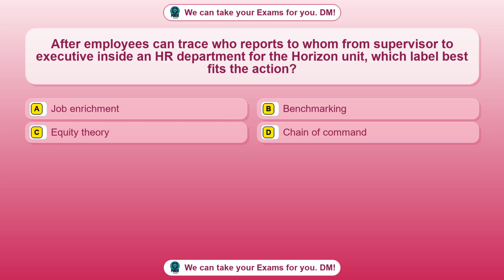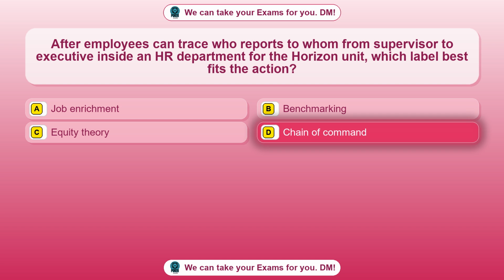Question 45. After employees can trace who reports to whom from supervisor to executive inside an HR department for the Horizon unit, which label best fits the action? Option A, job enrichment. Option B, benchmarking. Option C, equity theory. Option D, chain of command. The correct answer is option D, chain of command.